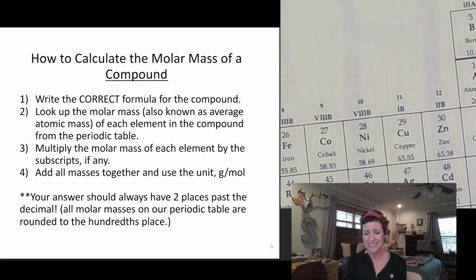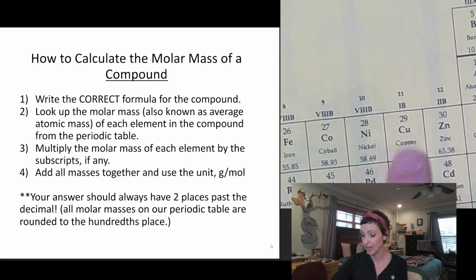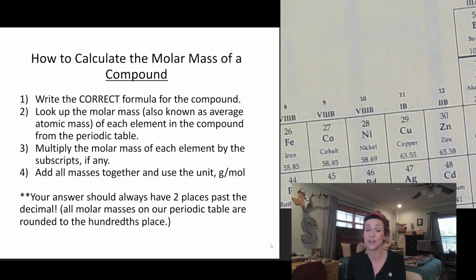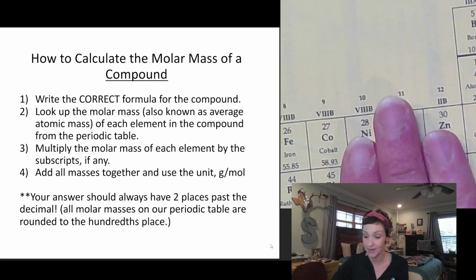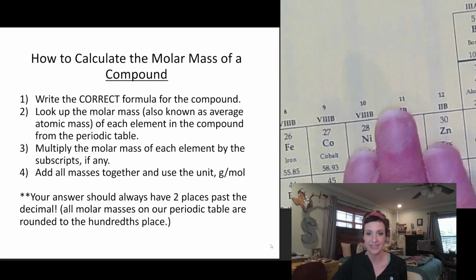And then you'll add all the masses together, and then you will pop the units at the end, grams per mole. Now, since this is math, our brains are starting to think this is a mathematical process. Our brains are maybe starting to think about things like sig figs and rounding. But the molar mass is the mass of a mole. And if you'll notice, these decimal numbers on my periodic table are rounded to the hundredths place. So as a result, if you're calculating the molar mass for a compound, your molar mass should always have 2 places past the decimal. And trust me, if you're doing things right in your calculator, your math should always show that. So that's what we're looking for.